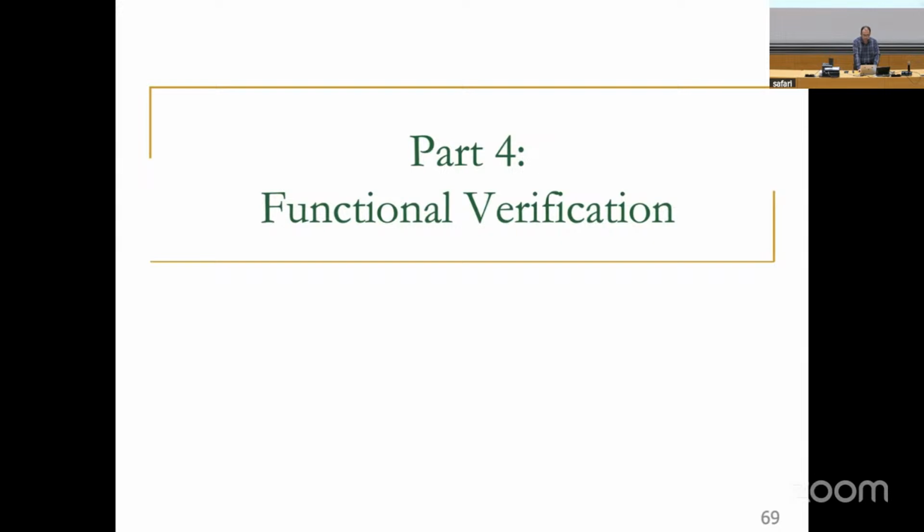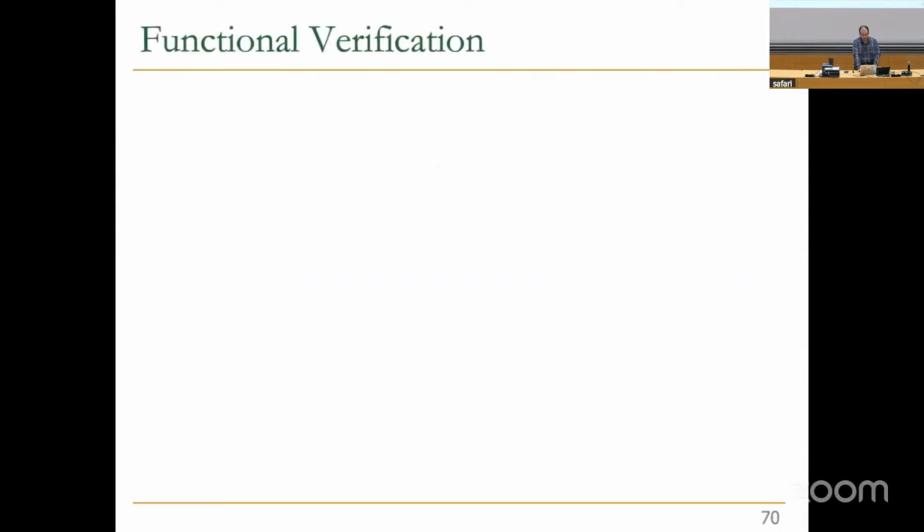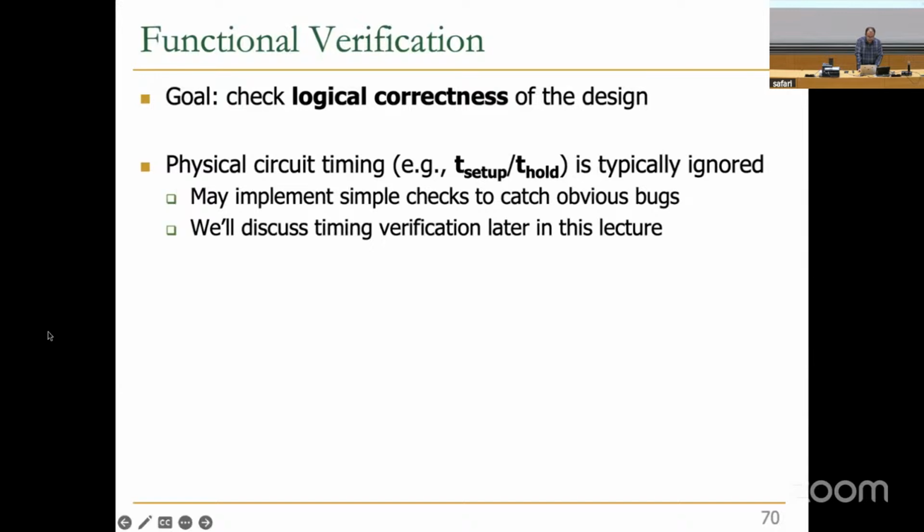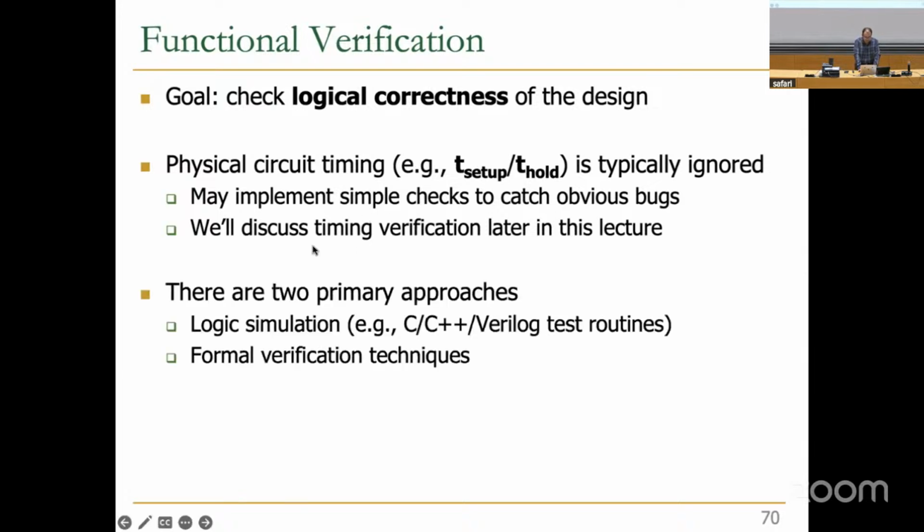part because you're going to use this a lot in your labs. So the goal for functional verification is to check logical correctness of the design. Physical circuit timing, like setup time and hold time, is typically ignored. Like all timings, actually, are usually completely ignored in this logical correctness test. We may implement simple checks to catch obvious bugs, but basically the goal here is not to make sure that your design is not violating any timing. And we will discuss timing verification later soon in this lecture.